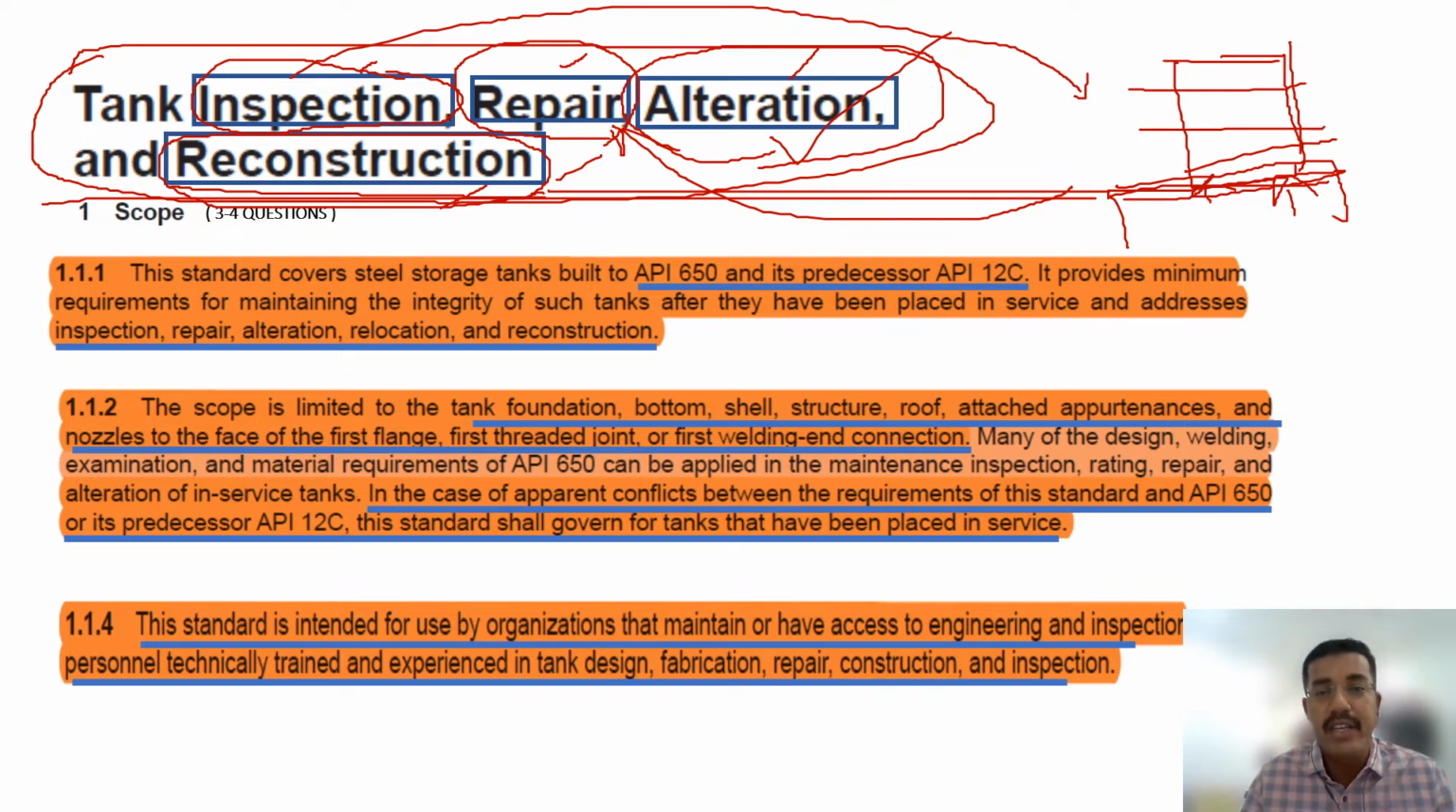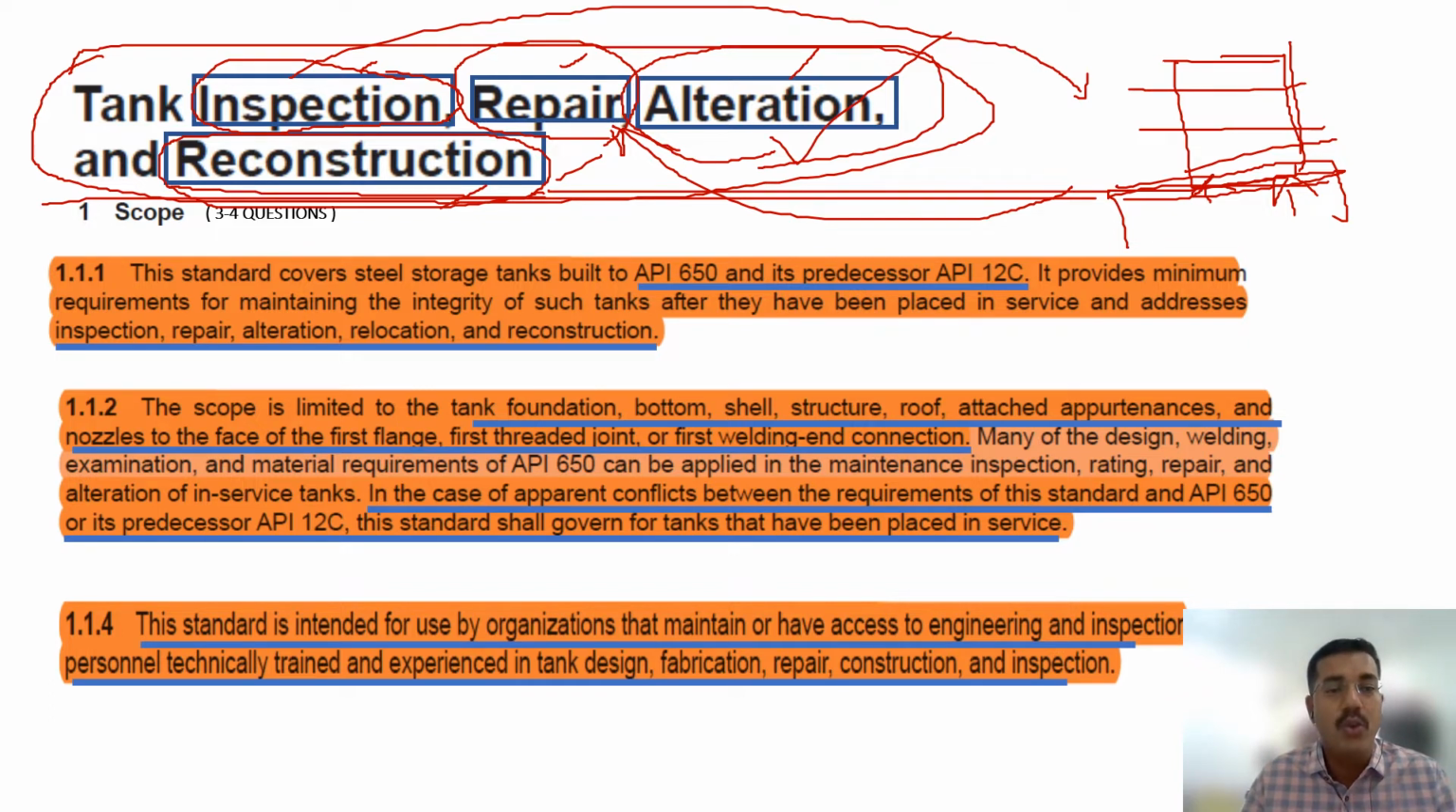Why? 650 is construction, and during construction we have read about roof, shell, and bottom plates. Similarly, in 653 we will read about roof, shell, and bottom plate. What are the inspections for the roof, the shell, and the bottom plates? What are the inspection criteria? How to do the inspection? How to do the remaining life calculations? How to find the T minimum for the shell plates? How to check the hydrostatic test heights? All these requirements we will read in API 653. So that's all about API 653. We have to read it very carefully and underline the things.